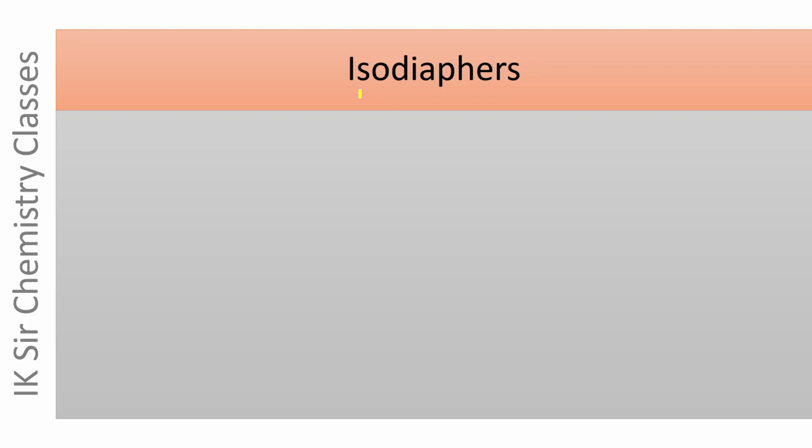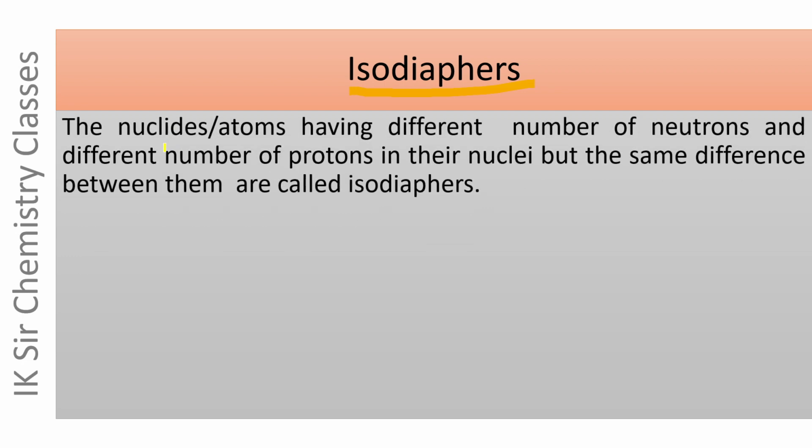And an interesting term, isodiaphers. The nuclides or atoms having different numbers of neutrons and different numbers of protons in their nuclei, but the same difference between them, are called isodiaphers. Let us see it again. The nuclides having different N and different Z, but the same difference between N and Z, are called isodiaphers.